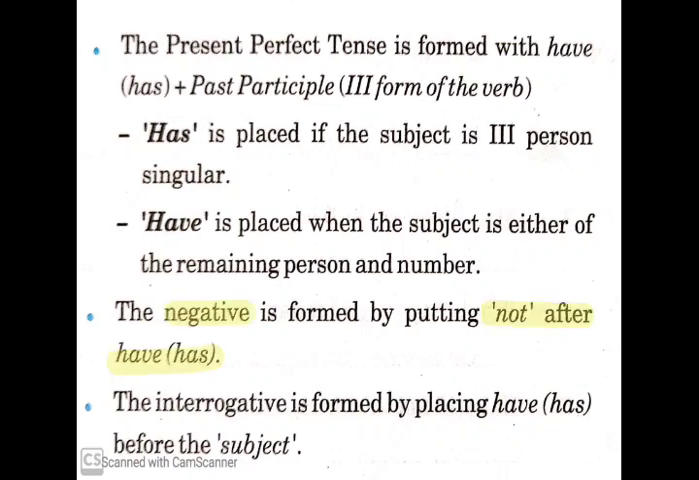Okay. Now the negative of present perfect tense, the sentence with present perfect tense is formed by putting not after has or have. For example, I have not eaten. She has not eaten. So we put not after has or have. In the similar way, to form interrogative, we place has or have before the subject. For example, have I eaten? Has she eaten? Okay. So in this way, we form the interrogatives.